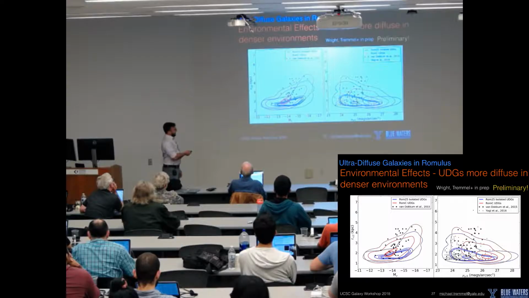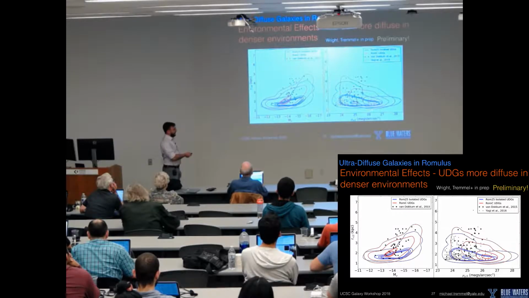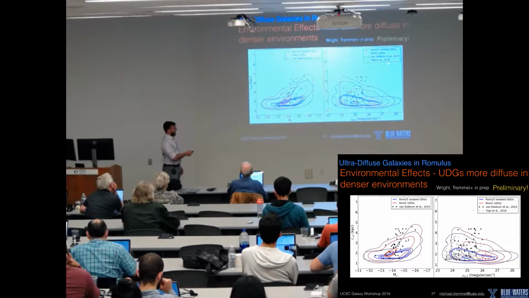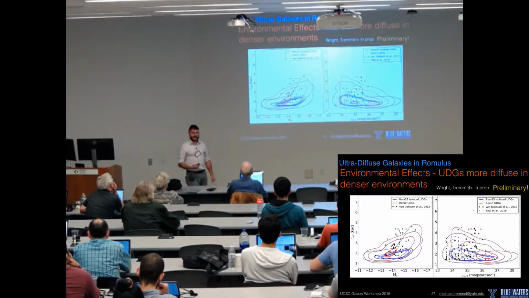The other thing you can notice is that the central surface brightness is also different. In the cluster, we have a lot of these very low central surface brightness galaxies compared to the field. And so this is also predicting that there's a lot of galaxies in the cluster environment that we're still not seeing because observations don't go that low in central surface brightness.